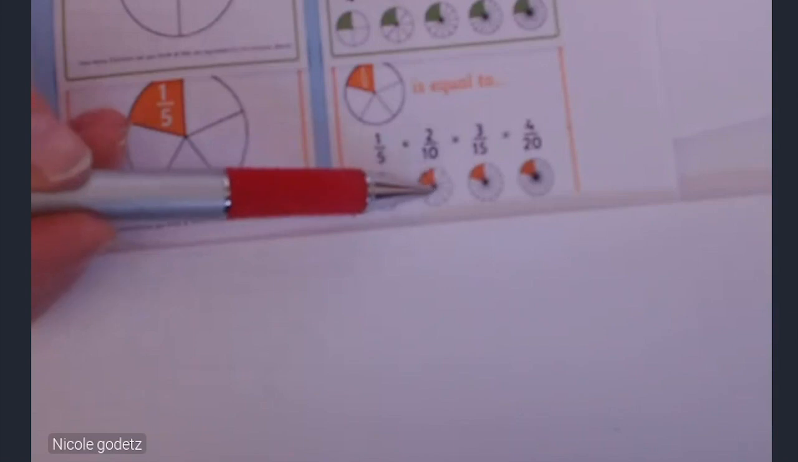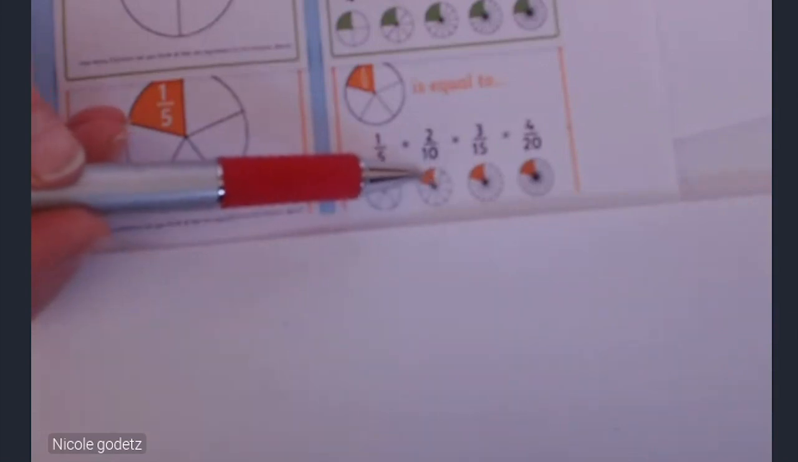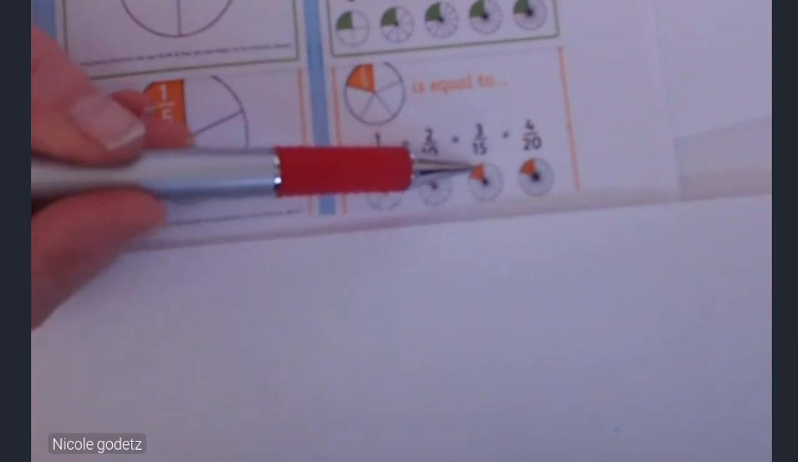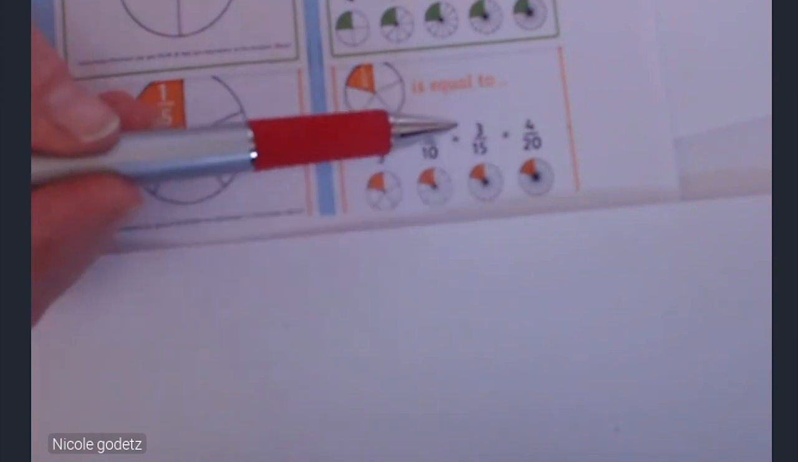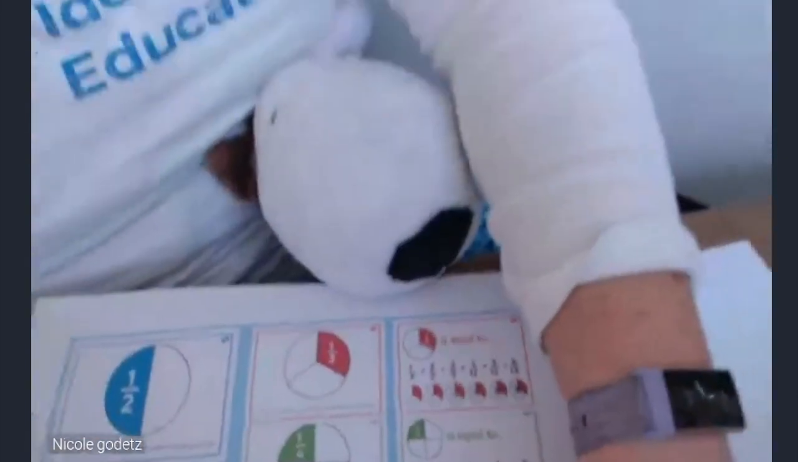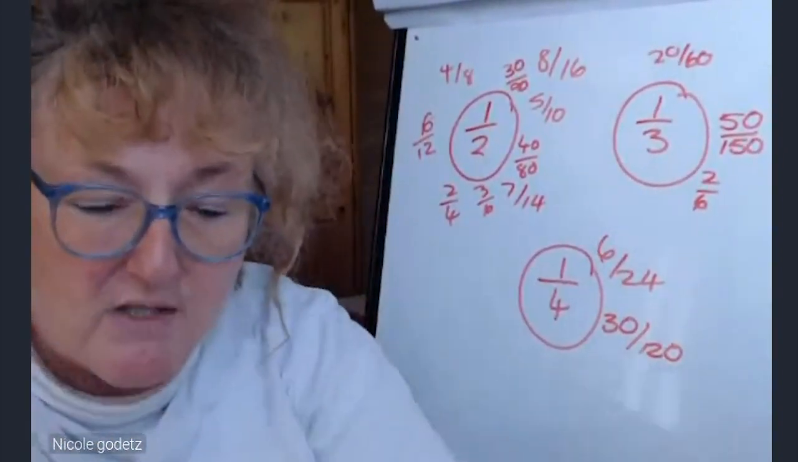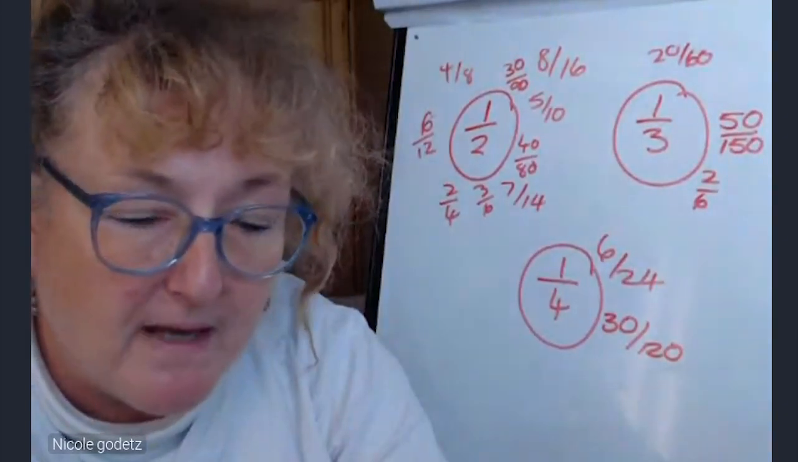Ratio of 1 to 5. If you can make 5 equal groups, each one of those is a fifth. So 2 tenths is a fifth. You can have 5 lots of 2 tenths. 3 fifteenths is a fifth. You can have 5 lots of 3 fifteenths and you'll get the whole one. 4 twentieths. You can have 5 lots of 4 twentieths. It'll make a whole. So that ratio is always the same. You can use that ratio to multiply up. You can use that ratio to get equivalence. Let's do a little equivalence quiz.